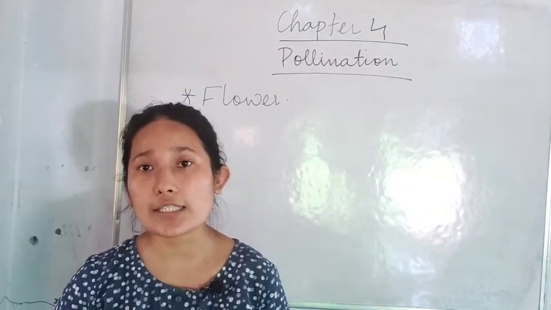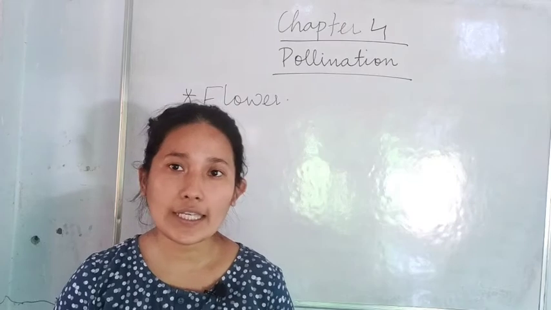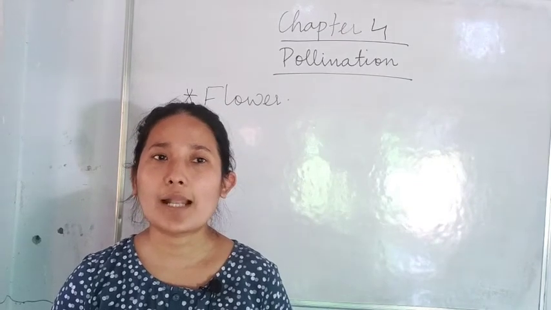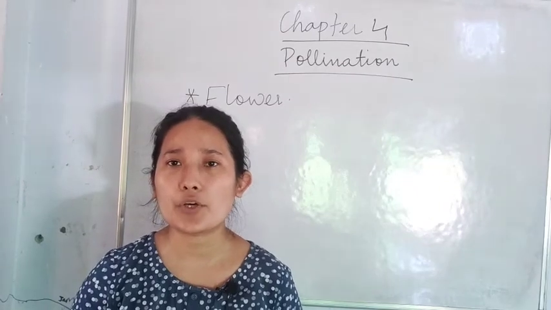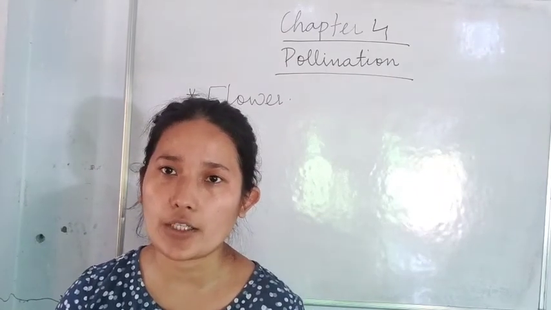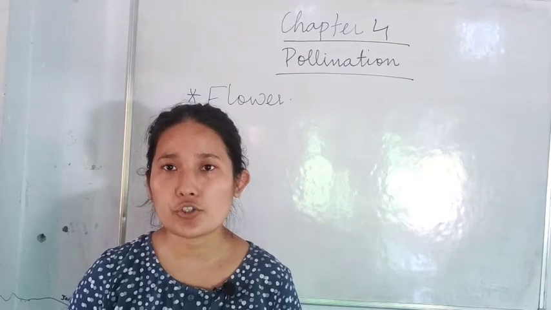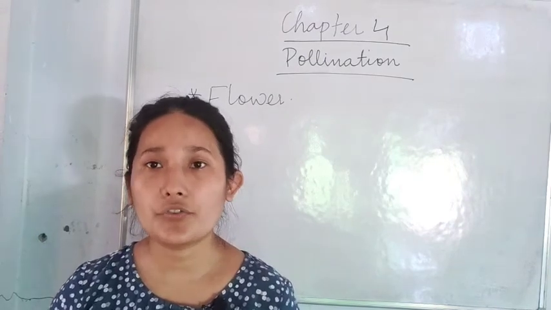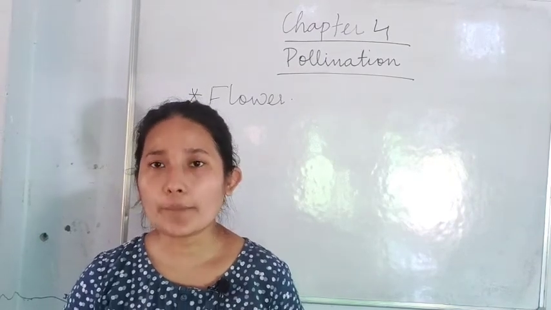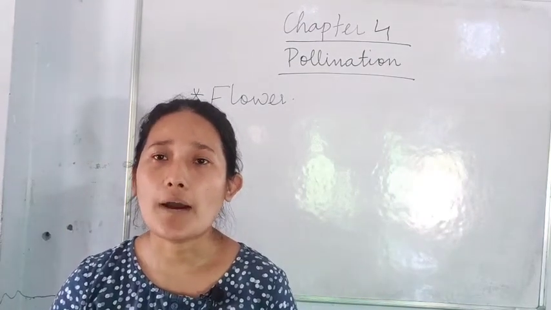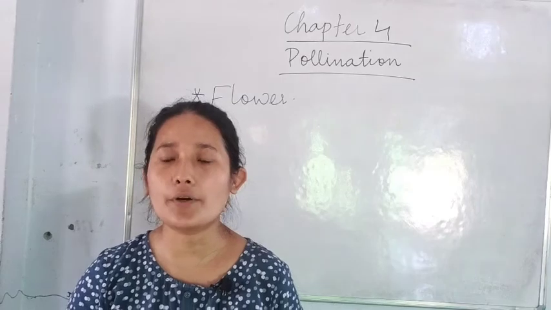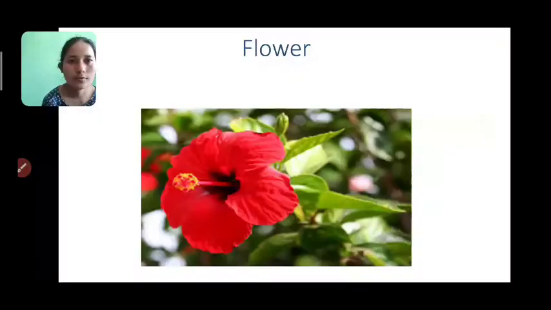So in those cases there are pollinating agents, which help in transferring the male reproductive part towards the female reproductive parts. Okay, that is why your flowers are also very colorful and attractive. So now let us understand the different parts of the flower with the help of a diagram.